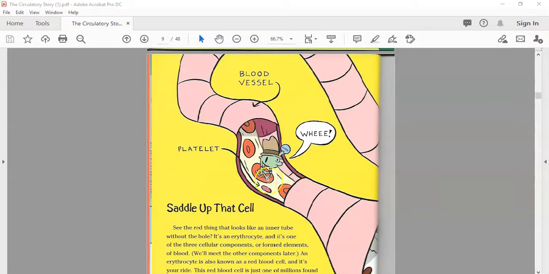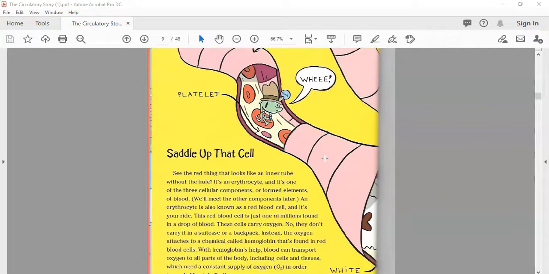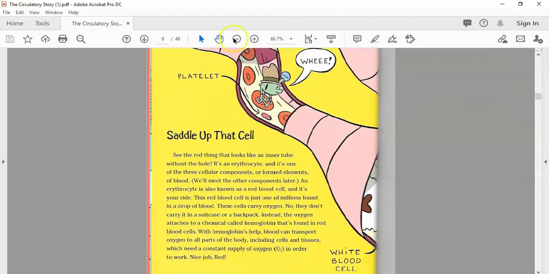It would have the platelets, it would have the red blood cell, and it looks like it's carrying something with it. And ooh, boys and girls, look at this. Whee! That word that makes a sound, what did we say that was called? Onomatopoeia. And then I see, what is this called, boys and girls? It is a heading. Good. So let's go ahead and start reading.